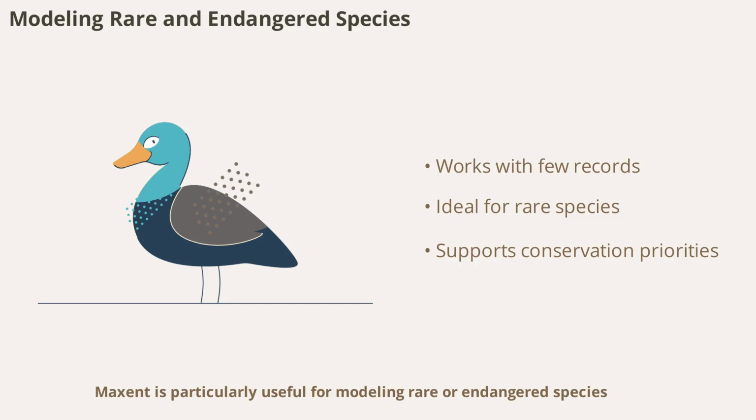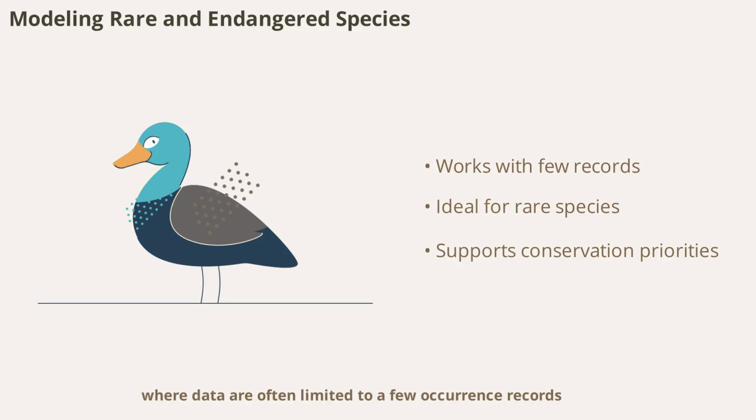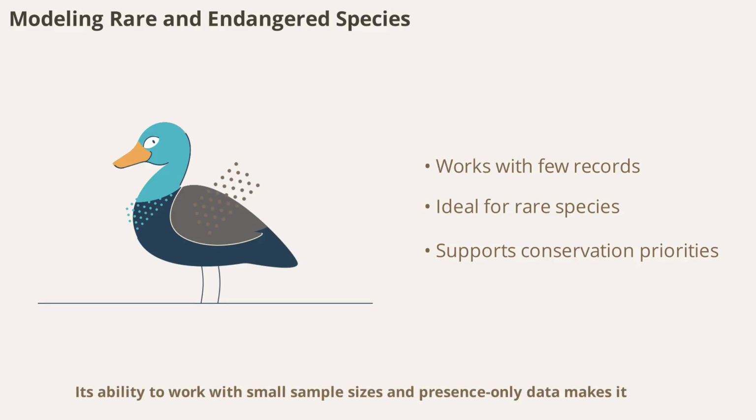MaxEnt is particularly useful for modeling rare or endangered species, where data are often limited to a few occurrence records. Its ability to work with small sample sizes and presence-only data makes it a valuable tool for conservationists seeking to identify critical habitats and prioritize protection efforts.